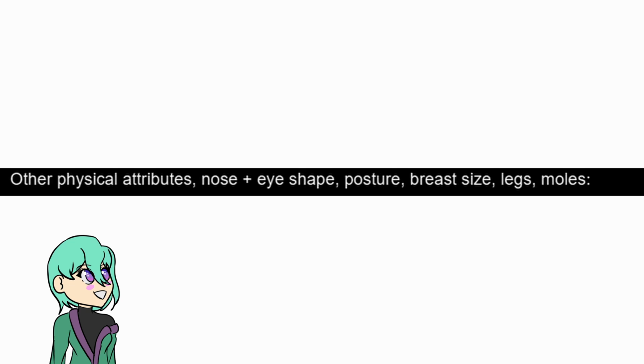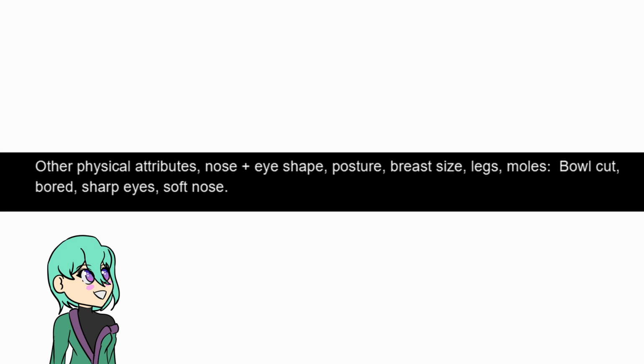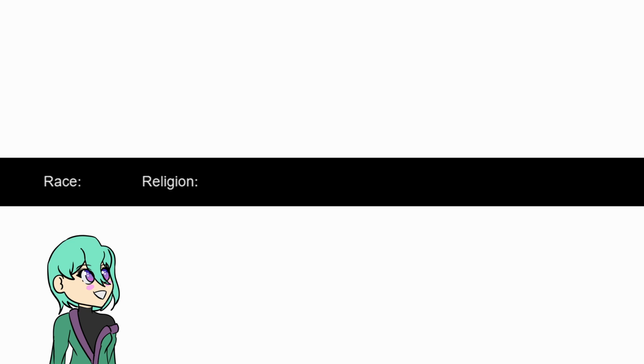For this one, you can write the character's hairstyle, how their eyes look, or any other physical attributes, but honestly, I don't know what Araki meant by legs. For John, I'll say he has a bowl cut, his eyes will look bored and sharp, and a soft nose. Now for the race and religion. If your book has fantasy races, you should put that, so like if they're an elf, write elf. Same with the religion. For example, mine would be human, Caucasian, Clamatian.